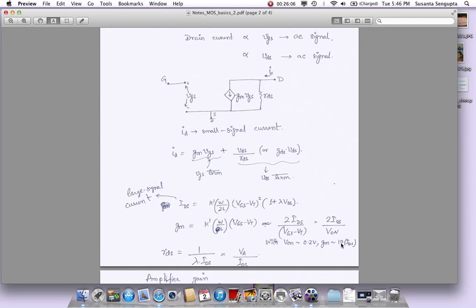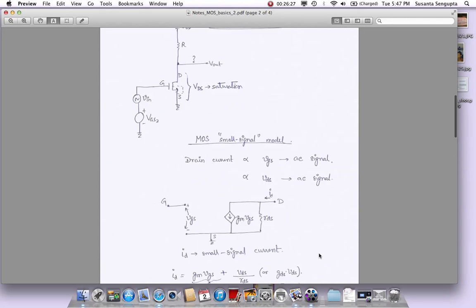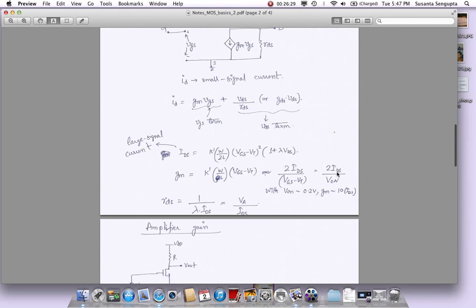So typically, just remember this, the max the GM could go to is almost 20 times the IDS with a very big device. But on the lower end, 10 times is a good number, which corresponds to a Von of about 200 millivolts. That means this inflection point, which is VGS minus VT, would be about 200 millivolts here. Okay, so that's how we find GM.